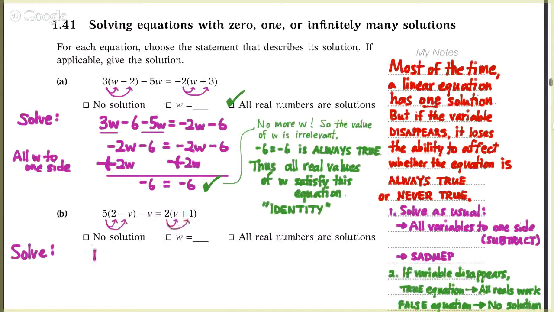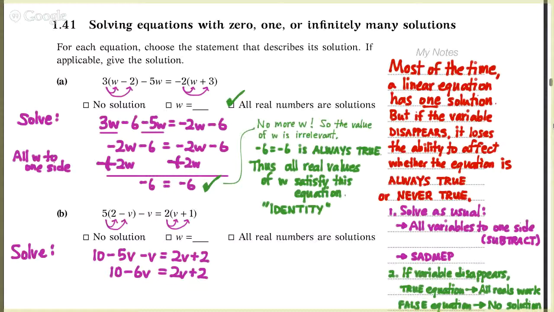So in this equation, we want to get the v by itself. And again, because we had some simplifying to do on both sides, let's distribute the multiplication across the addition and the subtraction. I'm going to get 10 minus 5v minus v on the left-hand side, 2v plus 2 on the right. Combining the like terms on the left, -5v minus v is going to give me a -6v. So I'll get 10 minus 6v is equal to 2v plus 2. Now all my simplifying is done.